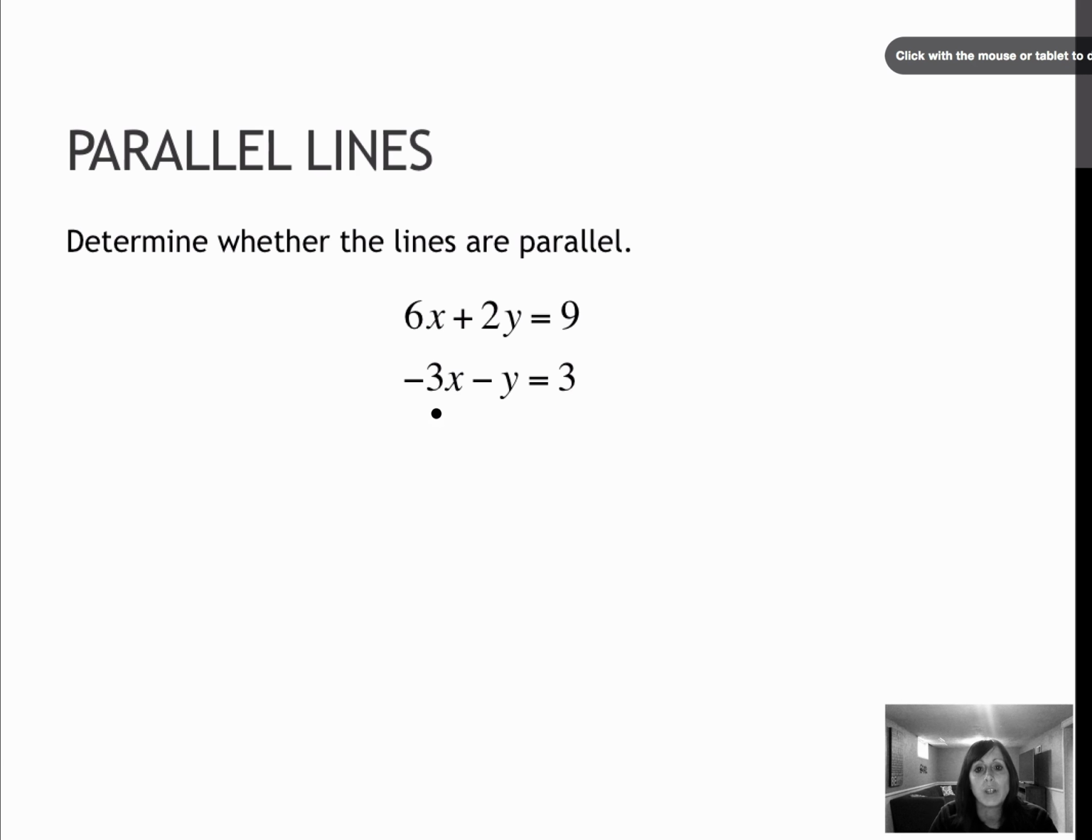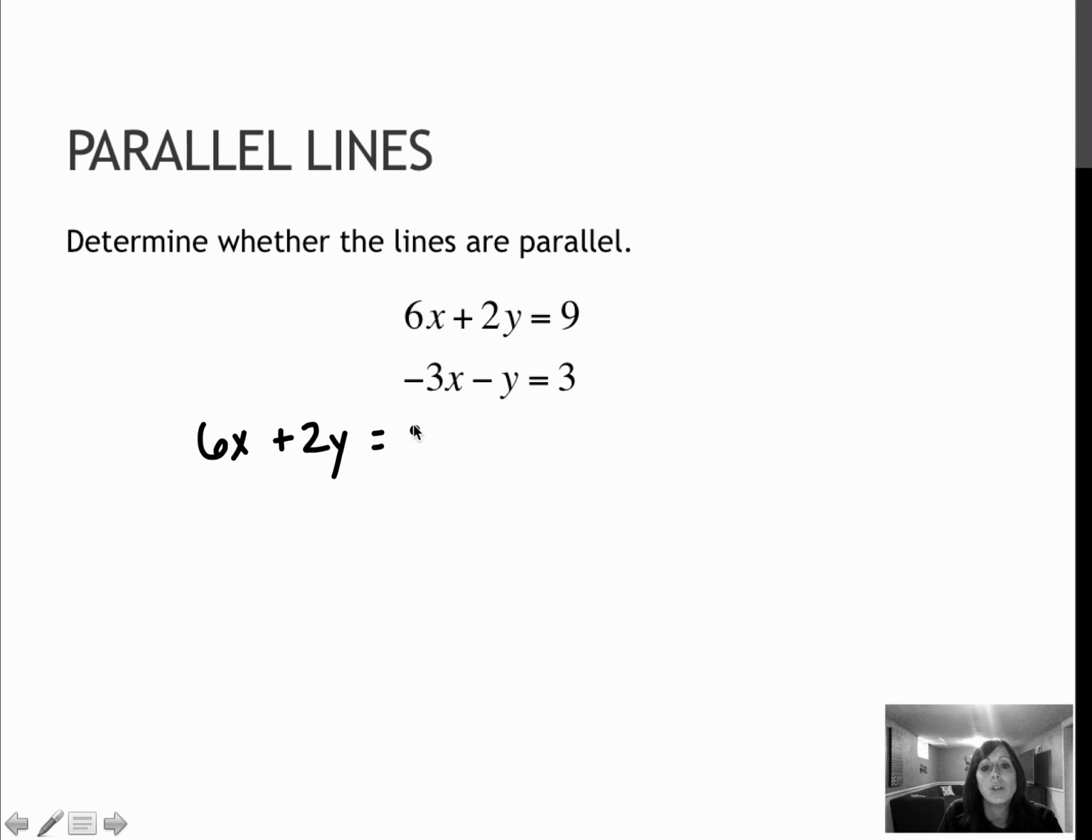The first thing we're going to do is determine if these two lines are parallel. To determine if lines are parallel, we need to find the slope of the line. You could find a couple of points on this line and then find the slope, and find a couple of points on this line and find the slope. I find it easiest to take each equation and turn it into slope-intercept form. So I try to get that y by itself, and it's good practice for us anyway.